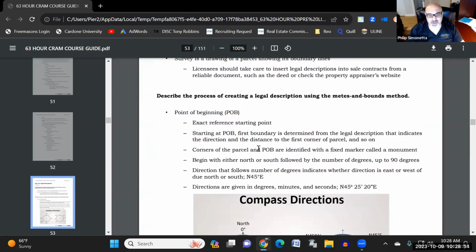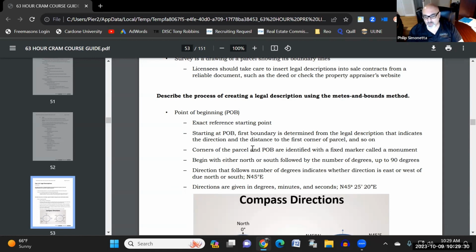So let's describe the process of creating a legal description using the metes and bounds method. Remember, metes and bounds is the oldest one known to man. It has a point of beginning, an exact reference starting point. It starts at the point of beginning, and the first boundary is determined from the legal description that indicates the direction and distance of the first corner of the parcel, and so on. Corners of the parcel and the point of beginning are identified with fixed markers called monuments.